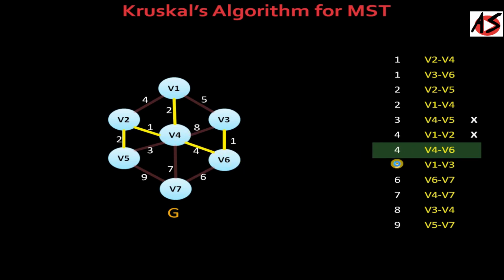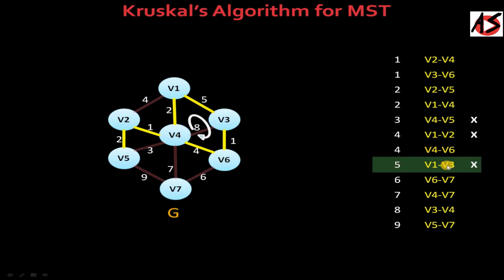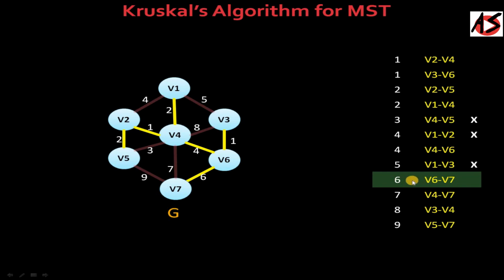Now we are moving ahead and we are getting another edge with weight 5, that is V1 to V3. When we are selecting V1 to V3 with weight 5, it creates a cycle. So we cannot select it. We will reject it and move ahead. Here you will get another edge, that is V6 to V7. So we will select V6 to V7 with weight 6 and it's not creating any cycle.